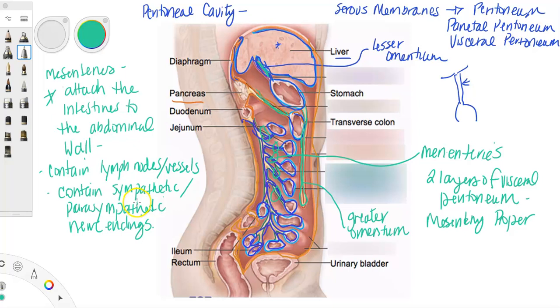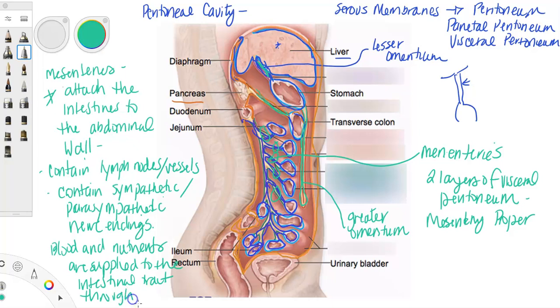They provide nutrition to the intestines, blood. So blood and nutrients are supplied to the intestinal tract through the mesenteries. Okay.